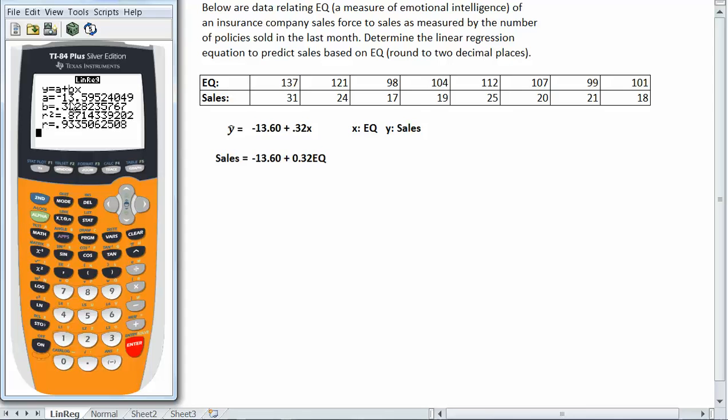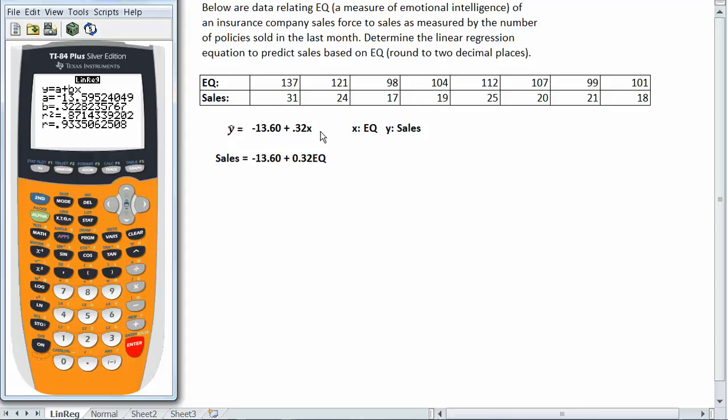So if you notice, the equation is of the form A plus BX. A is this particular number here. So if I substitute that in for A and substitute this number in for B, the slope of the line, then I'll get my regression equation. So let's look over here. A rounded to 2 decimal places will be negative 13.60, plus B, which is 0.32 rounded to 2 decimal places. So my regression equation looks like this.